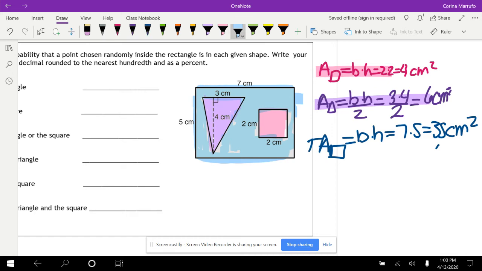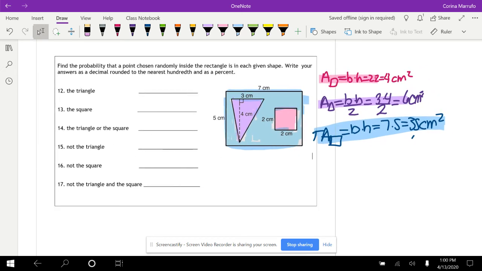Okay, so now that we found our areas, we're ready to find our probabilities. So here first, it wants us to find the probability of landing in the triangle. So if I take a point and I drop it in, the probability of landing in the triangle equals, so the area of the triangle is 6, and then the total rectangle is 35. So 6 out of 35, if we write it as a decimal, gives us 0.17. Or they want it also as a percentage, it would be 17%. That would be our two answers.